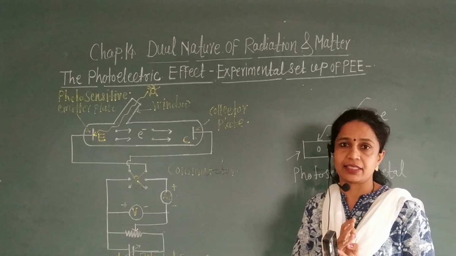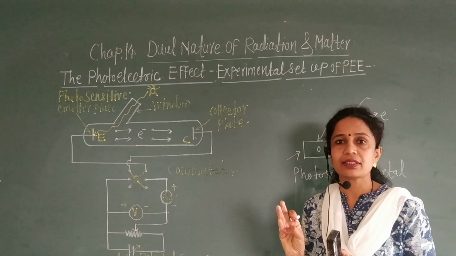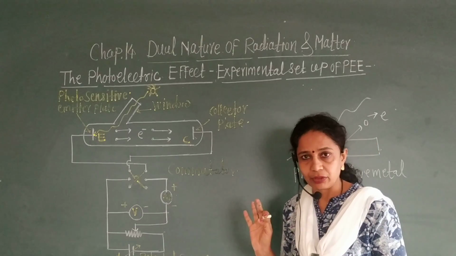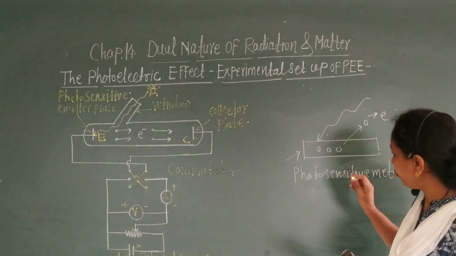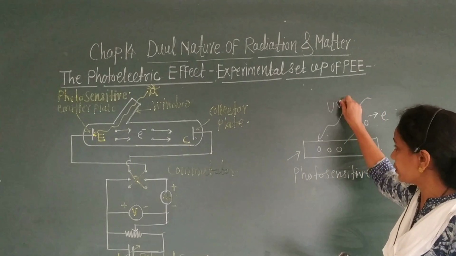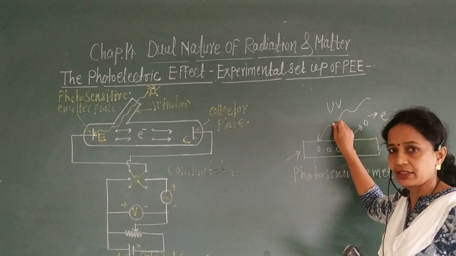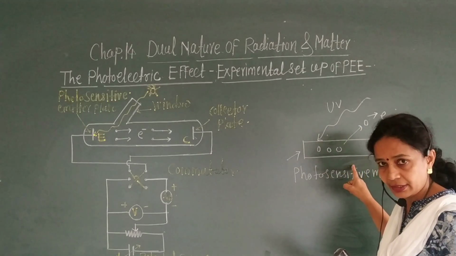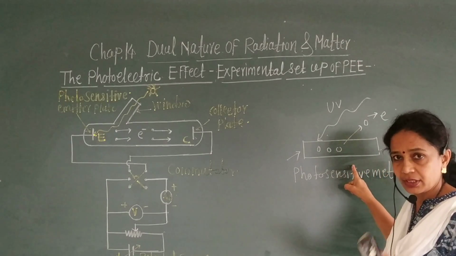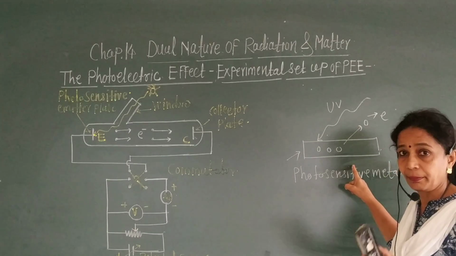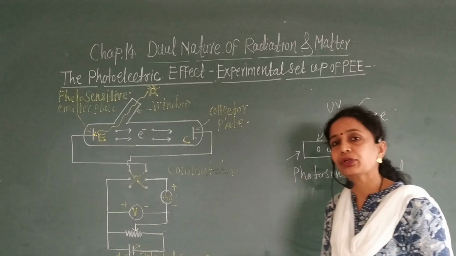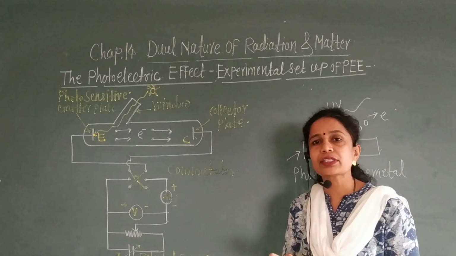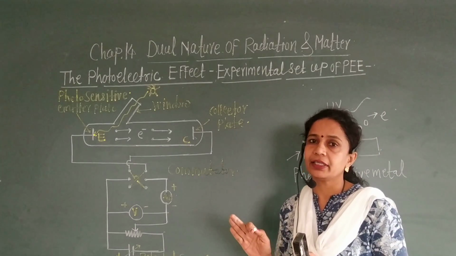For metals such as zinc, cadmium, magnesium, ultraviolet radiation is necessary. But for alkali metals, visible radiation is sufficient. Therefore, the phenomenon in which ultraviolet radiation of suitable frequency incident on photosensitive materials or metals such as zinc, cadmium, magnesium causes photoelectrons to be emitted is called the photoelectric effect.